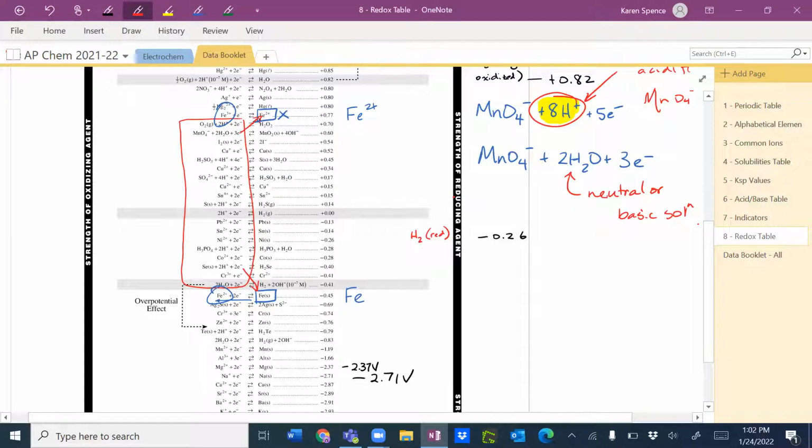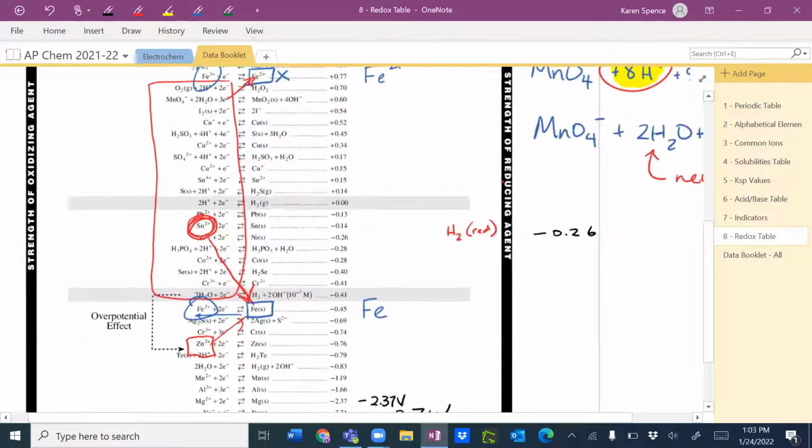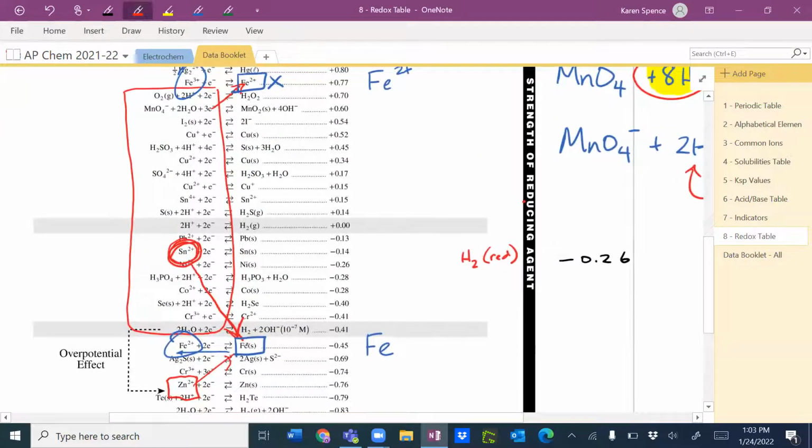So out of our choices, we have zinc. Well, that doesn't work because that doesn't oxidize either of them. We have tin 2+. Tin 2+ is there, so that would work because it would oxidize the iron, but not Fe2+ to Fe3+. So tin is looking like the good choice.